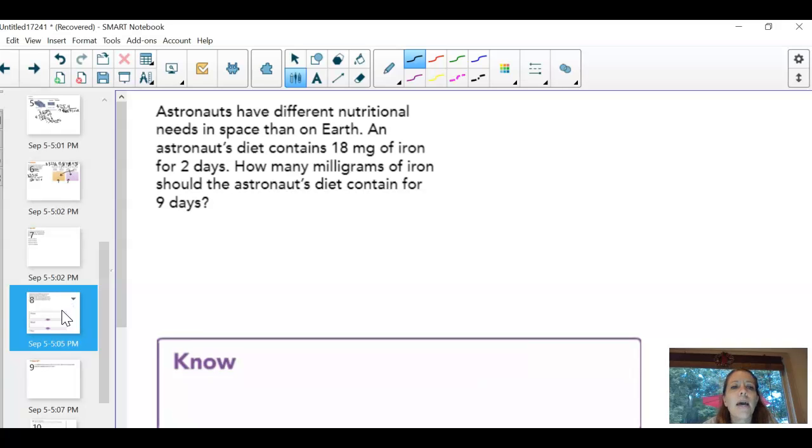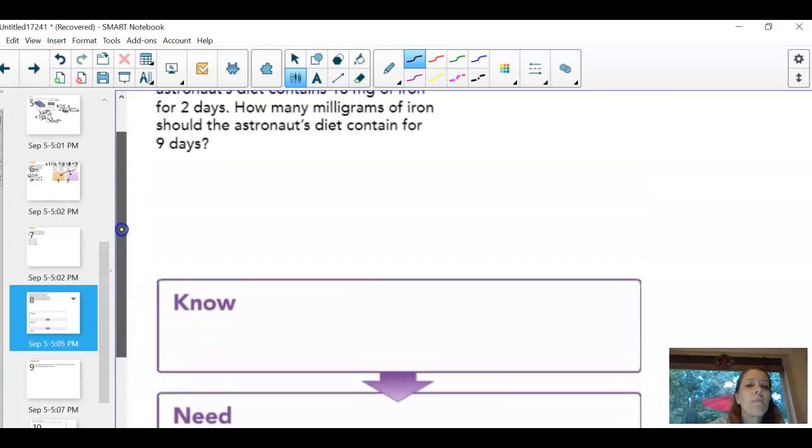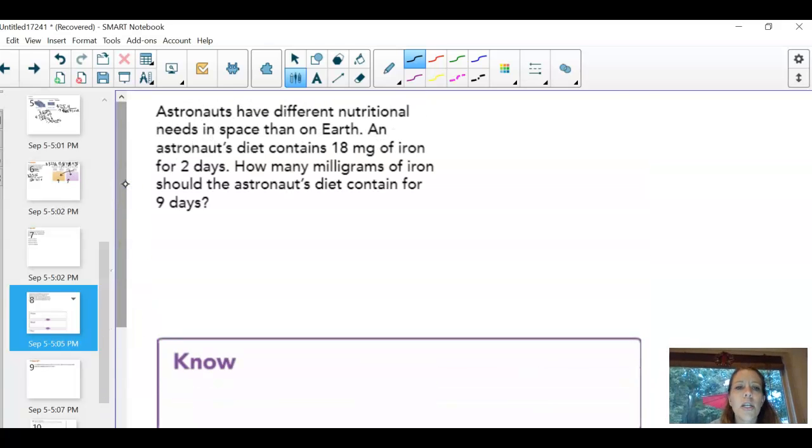And now we're looking at a different type of problem. We're thinking of a strategy called know, need, and plan. So for this section, astronauts have different nutritional needs in space than on Earth, which is really a whole fascinating topic all in itself. But an astronaut's diet contains 18 milligrams of iron for 2 days. How many milligrams of iron should the astronaut's diet contain for 9 days?